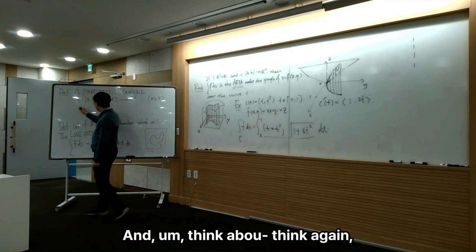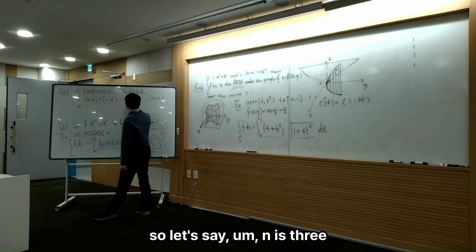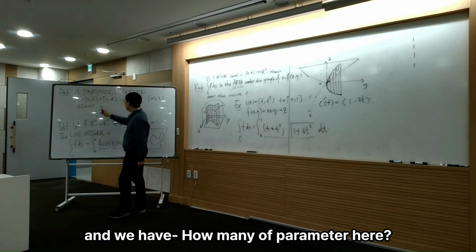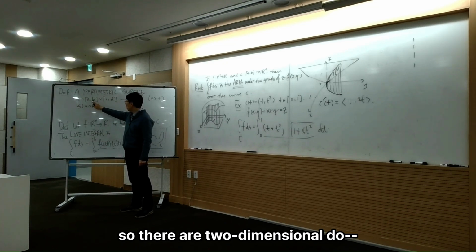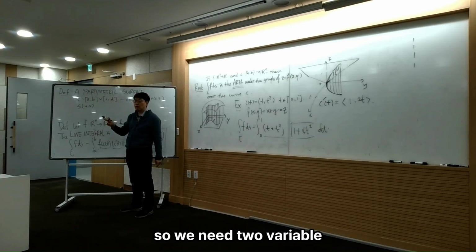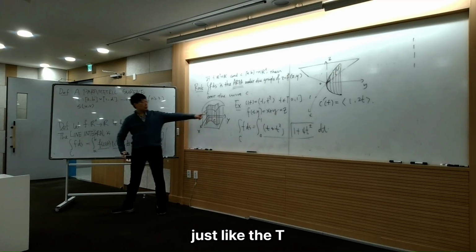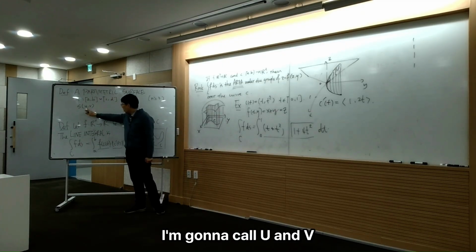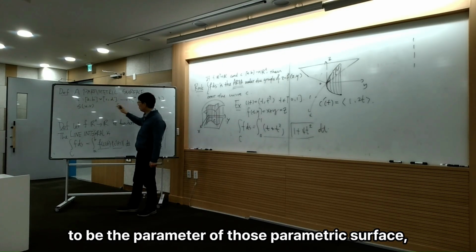Think again. Let's say n is 3, and how many parameters do we have here? The parameters are the variables of the domain. These are two-dimensional domains, so we need two variables. These variables are called parameters, just like t was the parameter of the parametric curve. I'm going to call u and v the parameters of the parametric surface.